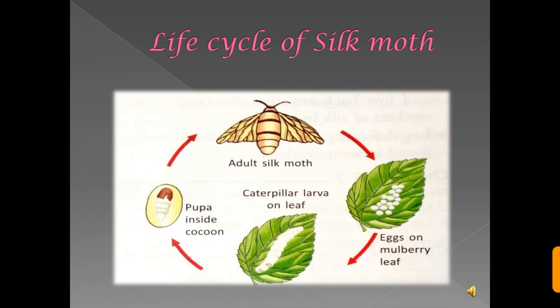Life cycle of silk moth. The female silk moth lays hundreds of tiny eggs on the mulberry leaves. The larvae that hatch out of the eggs are called caterpillars. The caterpillar of the silk moth feeds and grows for about 5 to 6 weeks. The silkworm takes about 1 week to spin the cocoon. The cocoon is formed of only one continuous thread having an approximate length of 1.5 kilometers.